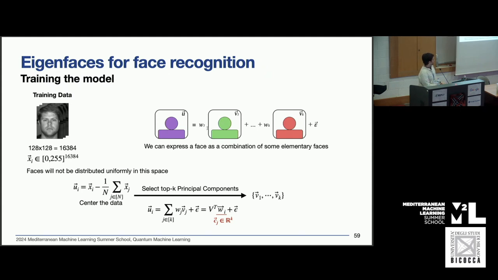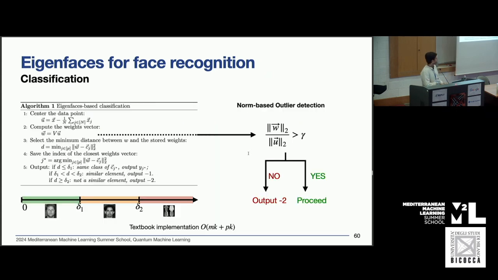So what you do is you take all your training set, and either you take centroids or you take all the points that you have, and you store these weight vectors, and you will use them later to perform comparisons. So this is like the training. You extract the principal components and save the weight vectors.